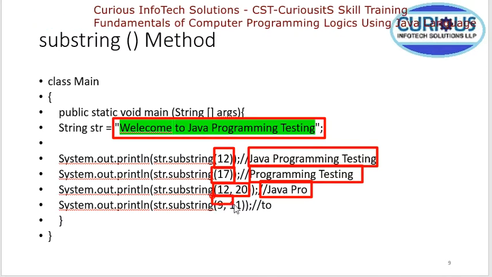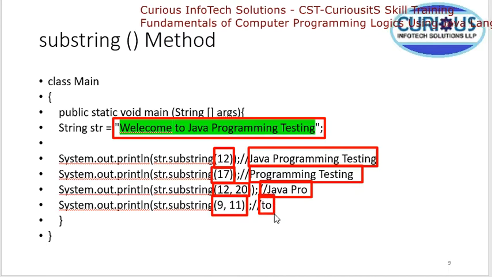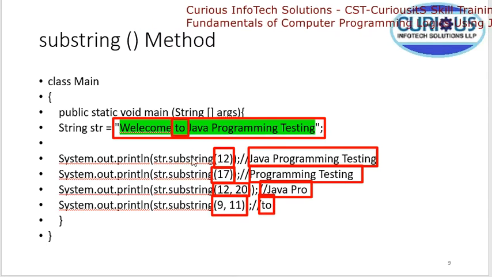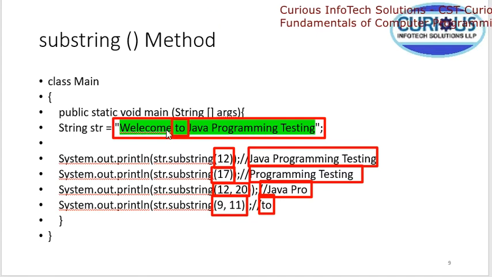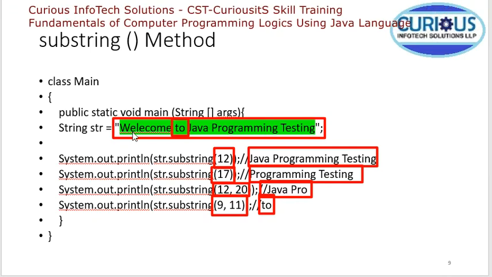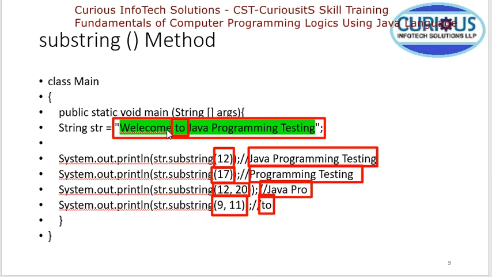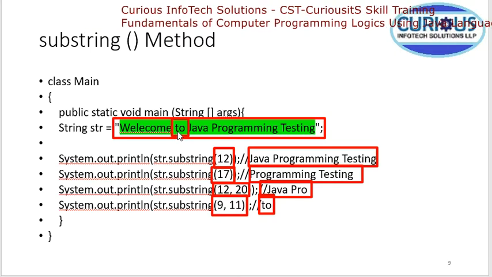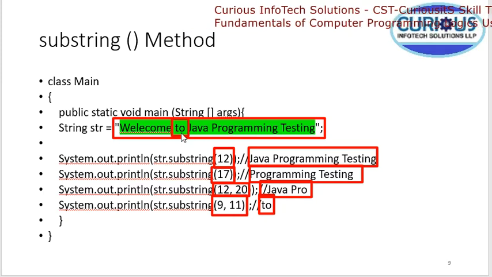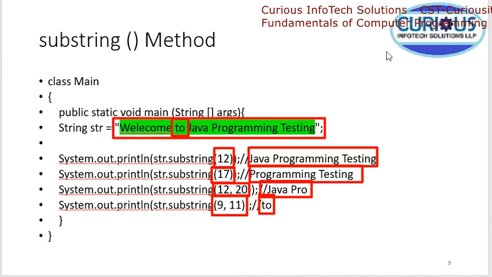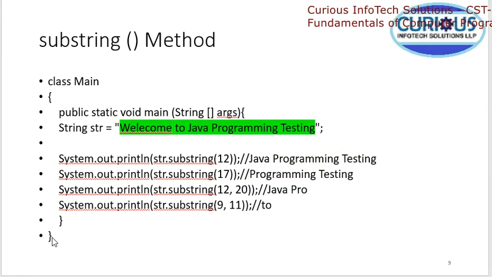Now 9 to 11. In 9 to 11 we have only this 2. This 2 is from 9 to 11: 1 2 3 4 5 6 7 8 9, from 9 to 11. Counting starts from 0, so 0 1 2 3 4 5 6 7 8 9. 9 is T, then 10 is there, and 11 is excluded; before 11 you have to take the output, okay. So let us check this program on the screen.